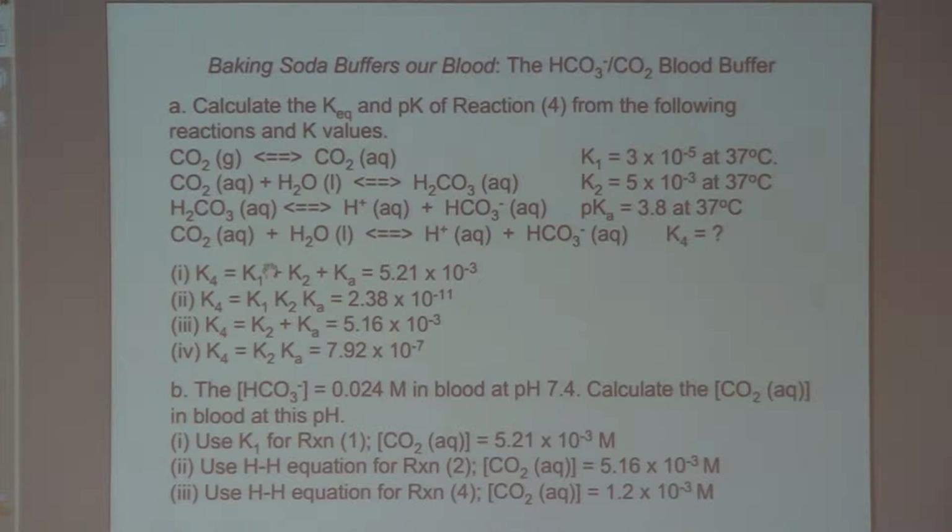And I gave you a few choices. So K4 is equal to K1 plus K2 plus Ka, or K4 is equal to K1 times K2 times Ka, and you can read the rest. I'm going to try to choose all this. And then, why did I choose 37 degrees for the temperature here? That's body temperature.